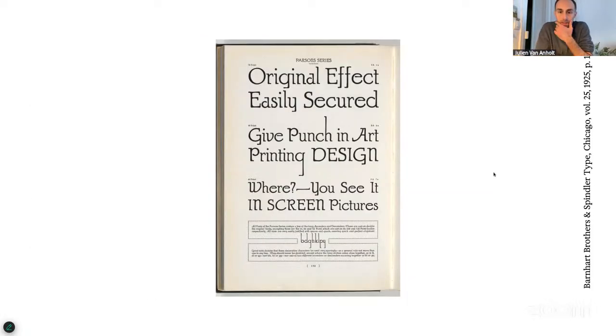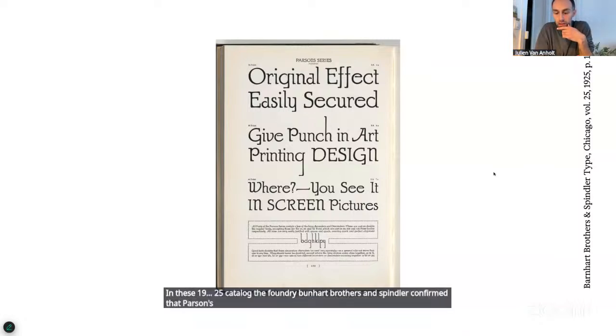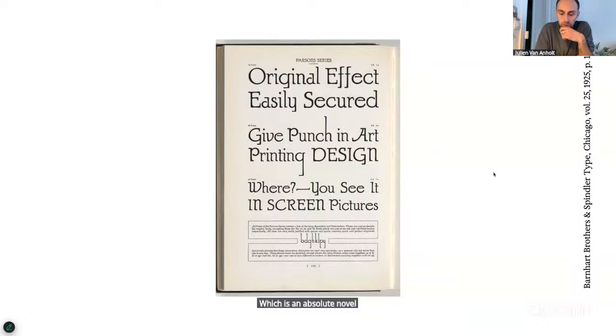In this 1925 catalog, the foundry Barnard Brothers and Spindler confirmed that Parsons' main destination is the screen, which is an absolute novelty. On this image, you can read, "You see it in screen pictures."